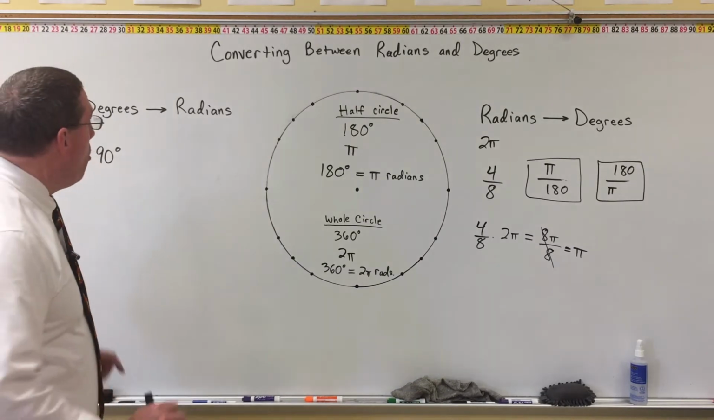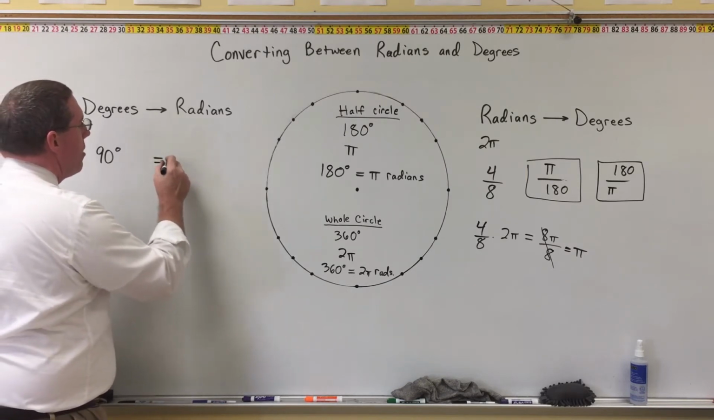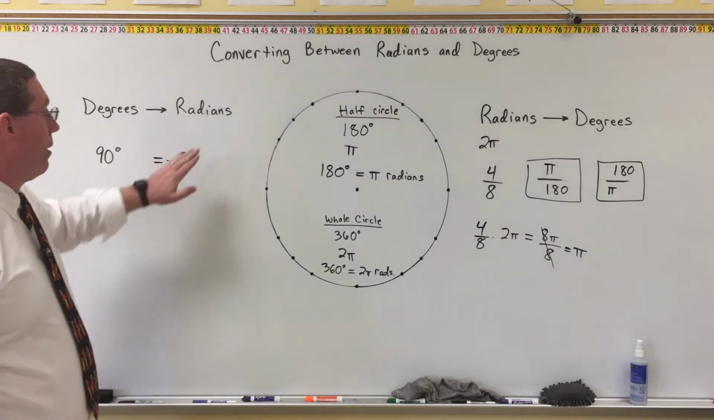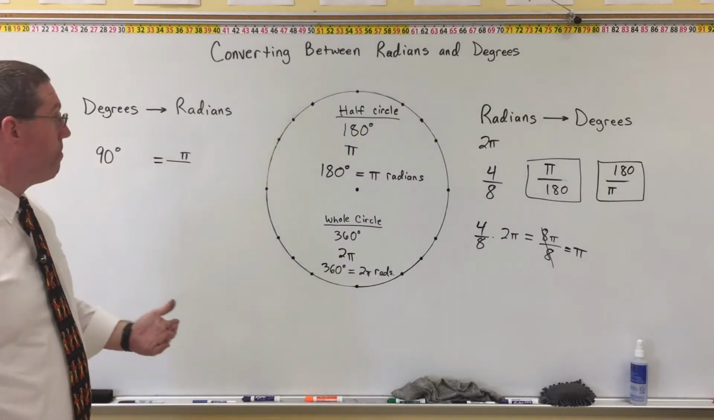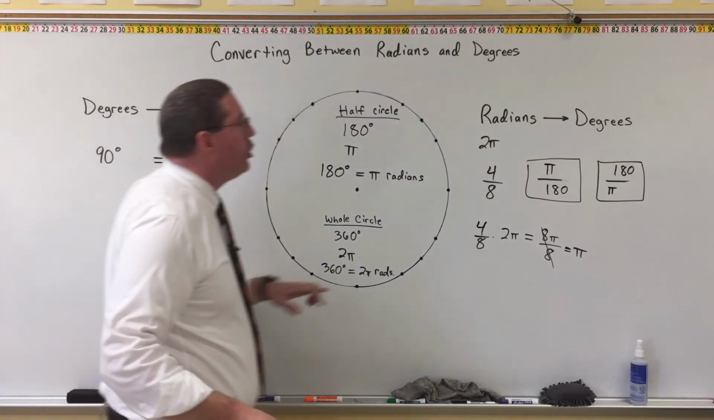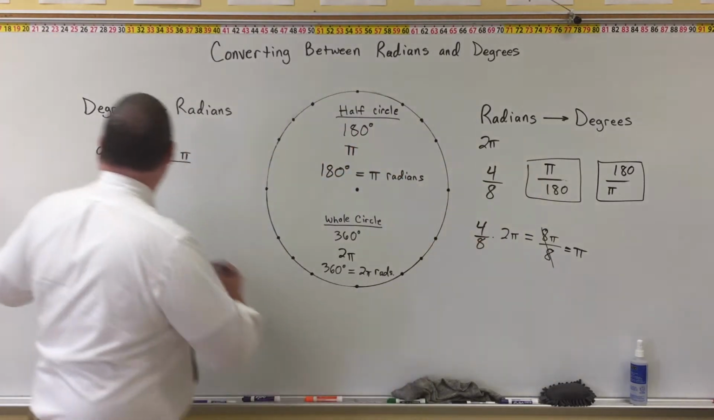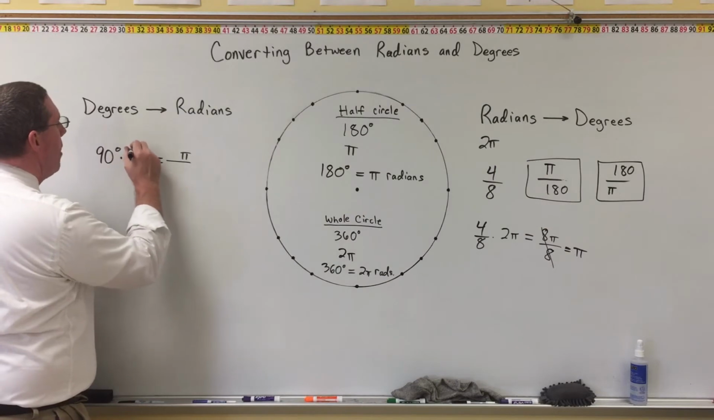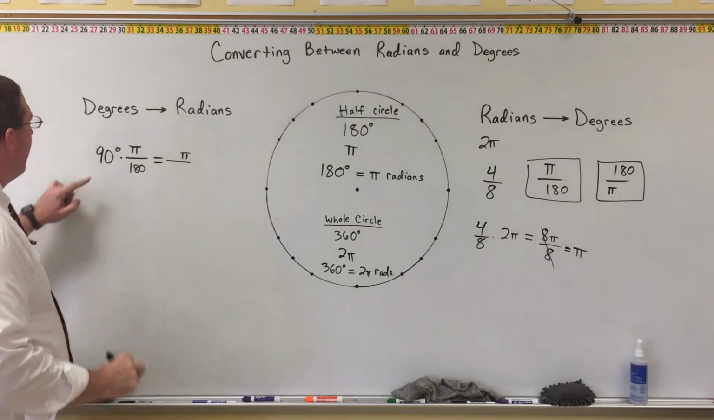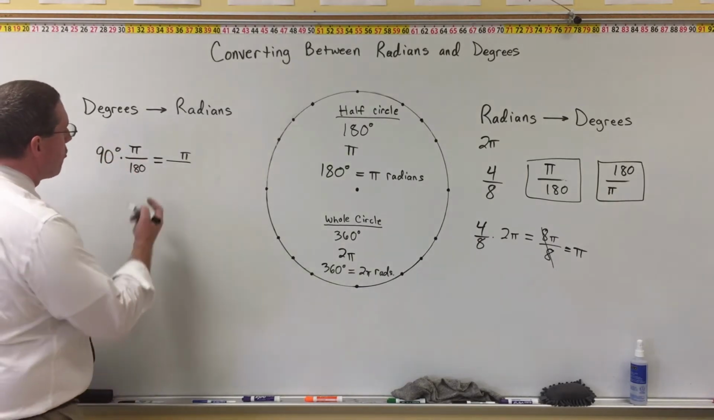Okay? What we want to end up with, basically, is a fraction that has a pi in the numerator, because all of our radian measures have a pi in the numerator. So in order to get a pi into the numerator, we need to use the one that already has a pi in the numerator. So what we're going to do is multiply 90 degrees by pi over 180.